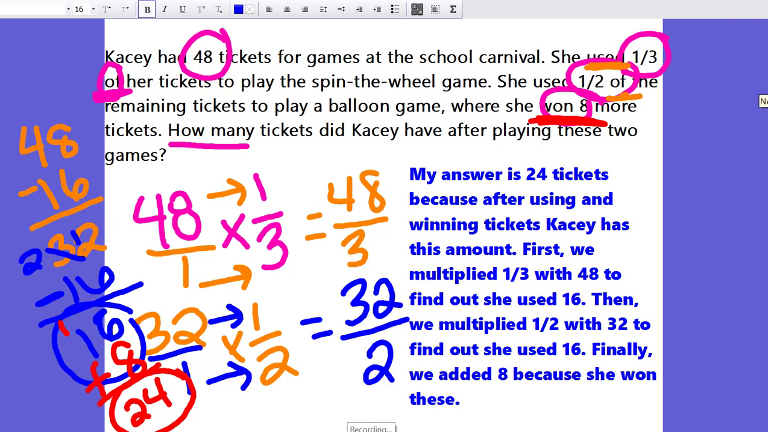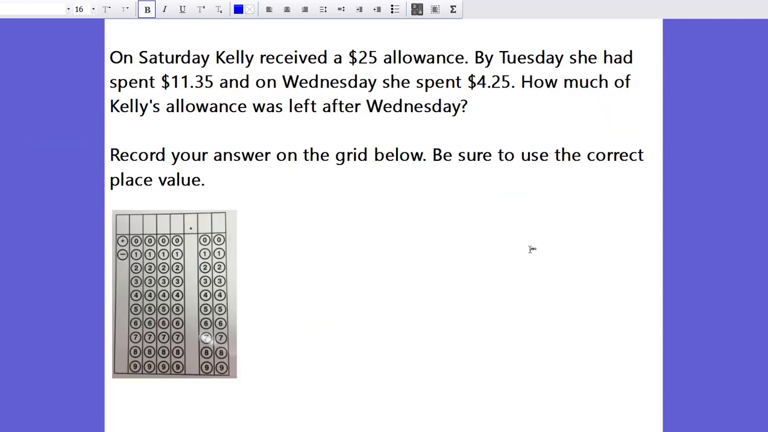Alrighty, let's go ahead and move on to our last example. We will pause this video so you can get all of this work down. So moving on to the last one. On Saturday, Kelly received a $25 allowance. By Tuesday, she had spent $11.35. And on Wednesday, she had spent $4.25. So how much of Kelly's allowance was left after Wednesday?